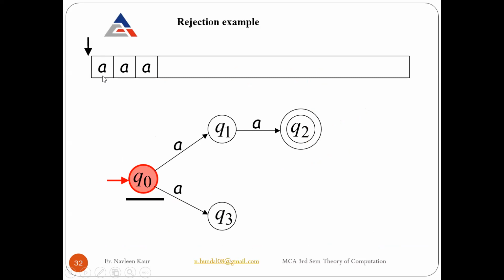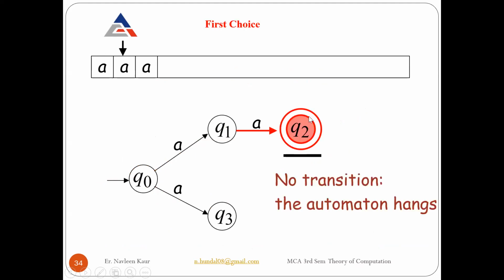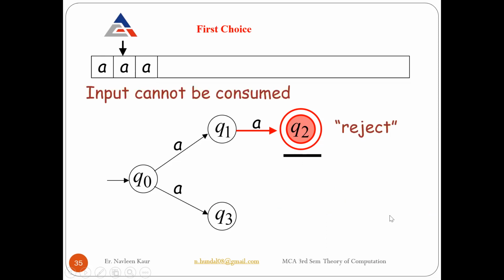Let's do this. Now your input string is made up of three A's: 1, 2, and 3 A. From Q naught, if I follow this path, the first A takes me to Q1, the second A takes me to Q2. Although I have reached Q2, can you see that my input string is not fully consumed? I still have one A left. So there is no further transition, the automaton will hang. I will consider it rejected because the input cannot be consumed fully.